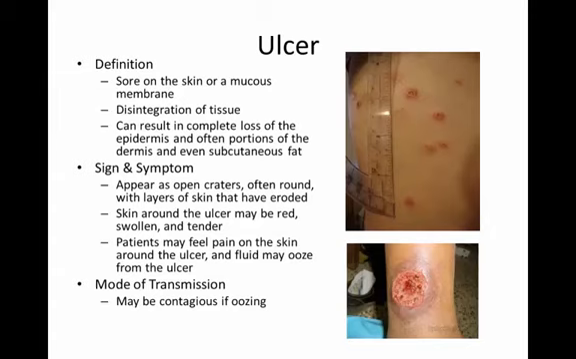An ulcer is a sore on the skin or a mucous membrane. It is a disintegration of tissue. It can result in a complete loss of the epidermis and often portions of the dermis and even subcutaneous fat. The signs and symptoms of ulcers are that they appear as open craters, often round, with layers of skin that have eroded. The skin around the ulcer may be red, swollen, and tender. Patients may feel pain on the skin around the ulcer and fluid may ooze from the ulcer. The mode of transmission for ulcers may be contagious if they're oozing.